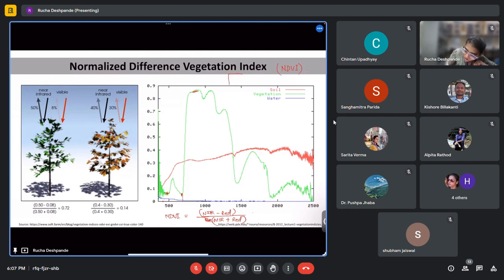So, if this is my band 4 and band 5 in Landsat, when we calculate NDVI, this calculation will happen on each pixel of these two images. So for pixel 1, we'll have band 5 minus band 4 divided by band 5 plus band 4. Then for pixel 2, we'll have the same operation. So that is how we will obtain this index.